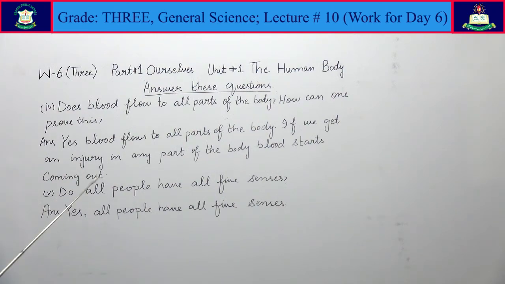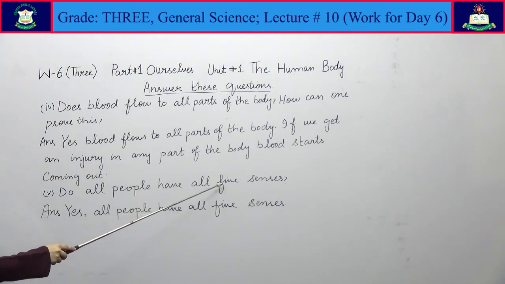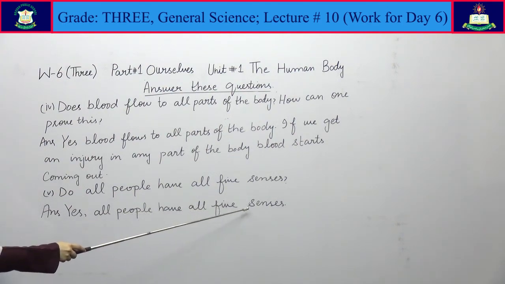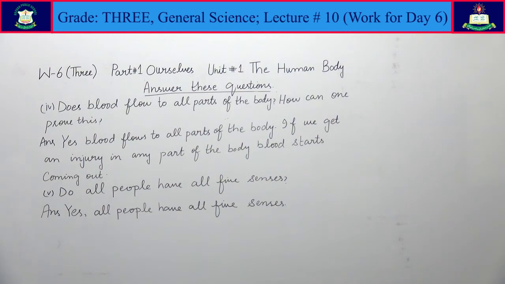Question number 5. Do all people have all five senses? Yes, all people have all five senses. These senses are eyes, nose, tongue, skin, ears. These are sense organs. So students, all people have all five senses.